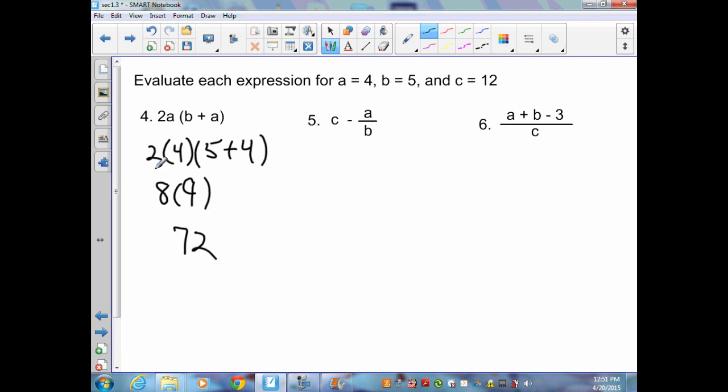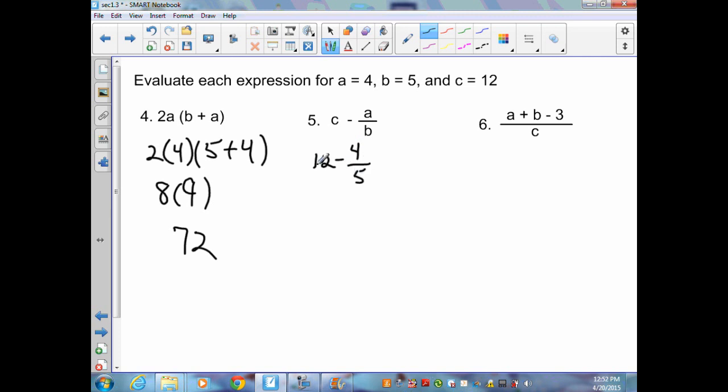I could have brought down the 2 and the 4 and the 9, and it still would have turned out to be 72, as that still follows the order of operations. Number 5, C minus A over B. C is 12, minus A, which is 4, over B, which is 5.